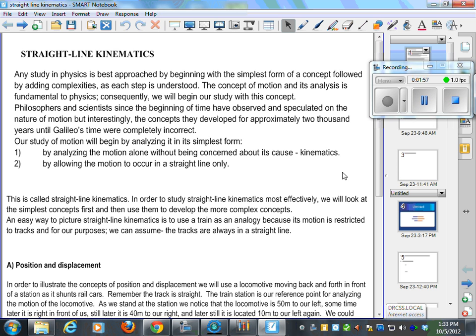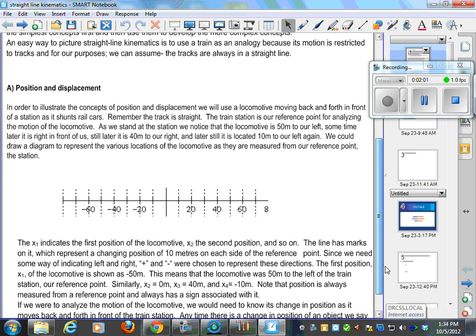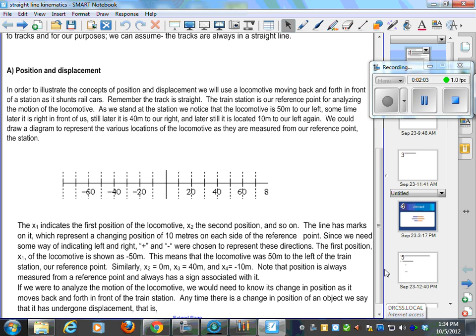Okay, so we're still sort of in the review phase here from grade 10, but we'll soon get out of that. So position and displacement. In order to illustrate the concepts of position and displacement, we're going to use a locomotive moving back and forth in front of a station as it shunts rail cars. Remember that the track is straight. The train station is our reference point, so we're going to label that with a zero. The train station is a reference point for analyzing the motion.